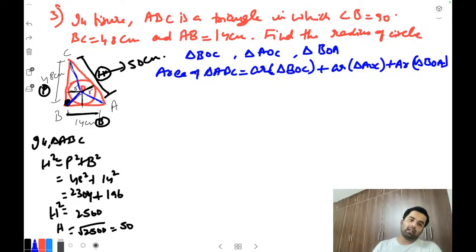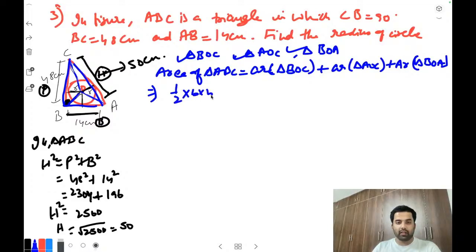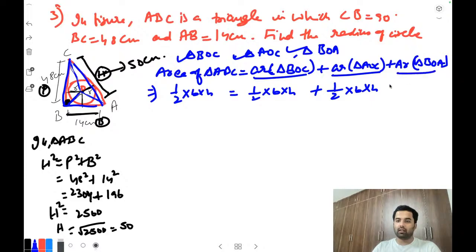See, how to get the area of the whole triangle? If you add all the three triangles, you'll get that. You know the formula of area of triangle? 1 by 2 into base into height. So let me write down 1 by 2 into base into height here. For this area, same thing, 1 by 2 into base into height. Again for this one, 1 by 2 into base into height. Last one, 1 by 2 into base into height. Now keep on the values.